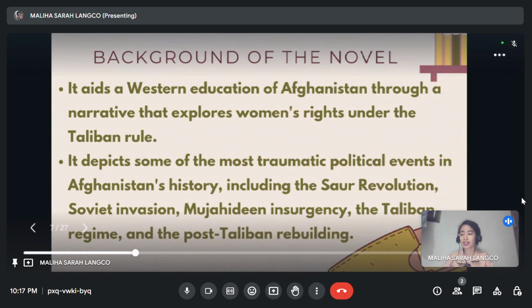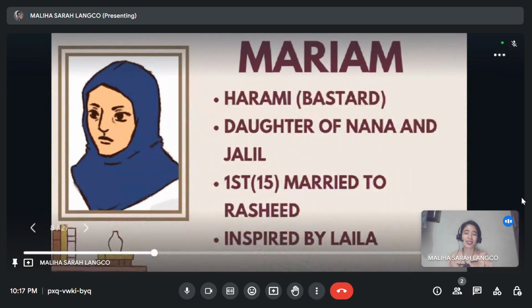Now let's proceed to the characters of the story. We are going to talk about the specific important characters in the story as well as some side characters. We have now Miriam. She is a harami, in English, bastard; in Tagalog, anak sa labas. She is the daughter of Nana and Jalil, and the first wife of Rashid. They married when she was just 15 years old. At the later part of the story, she was inspired by Lila.